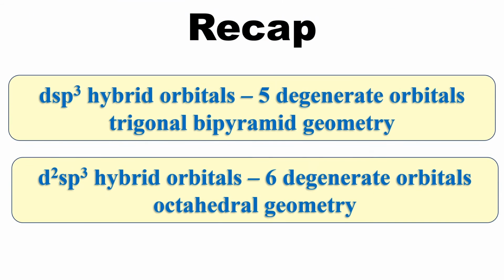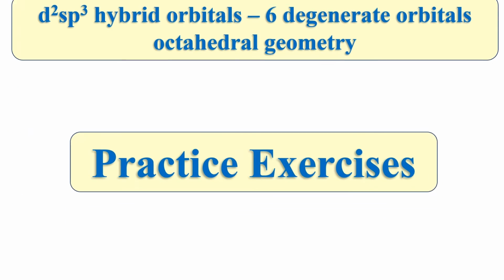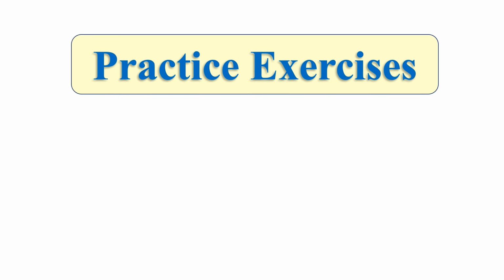dsp3 hybrid orbitals are five degenerate orbitals with a trigonal bipyramid geometry. And d2sp3 hybrid orbitals are six degenerate orbitals with an octahedral geometry. Let's close with a few exercises.